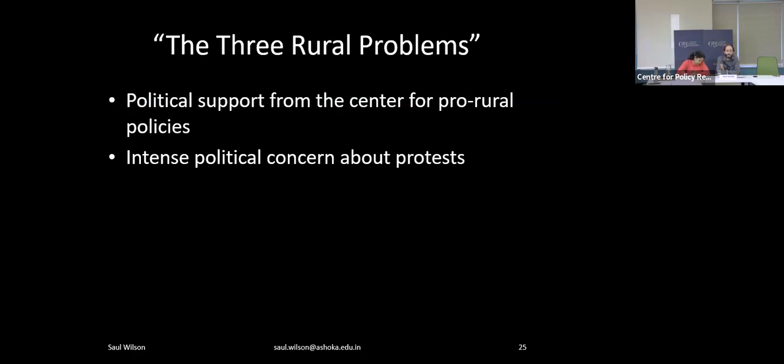And when the new government of Hu Jintao and Wen Jiabao takes office in 2002, 2003, one of their central political goals is to promote more pro-rural policies. And they're intensely concerned about the political ramifications of these protests and riots in rural areas. When it comes to taxes, they solve the problem relatively directly by simply eliminating rural taxes.